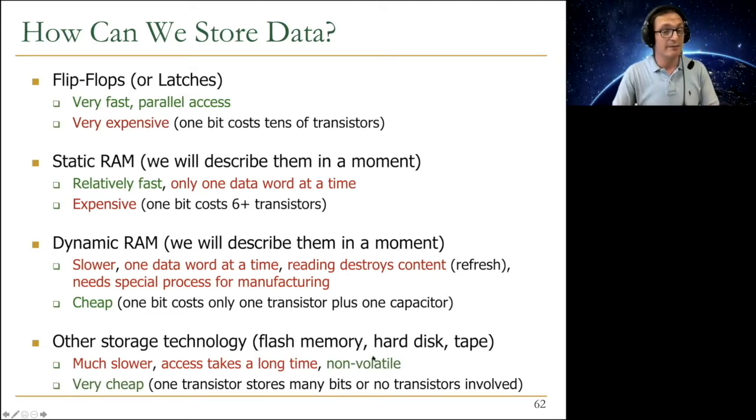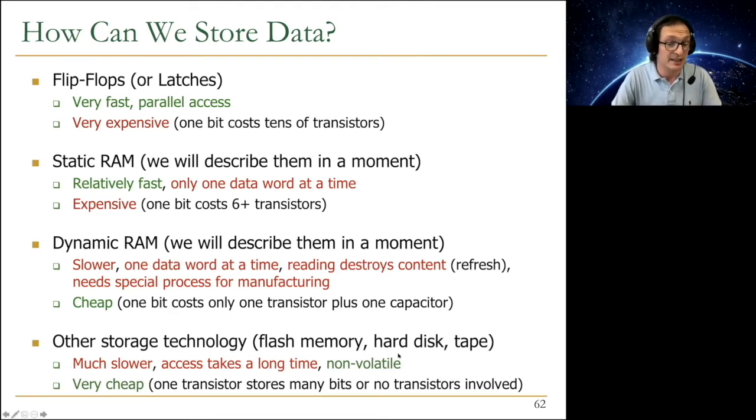Whenever you turn off the power, they can retain data inside them for years. As a result, they're good for long-term storage as opposed to short-term working memory. And they're also very, very cheap. In flash memory, for example, today one transistor, a special type of transistor called a floating gate transistor, can store many bits. It can store 16 bits at a time, for example, in the most cutting-edge technologies.